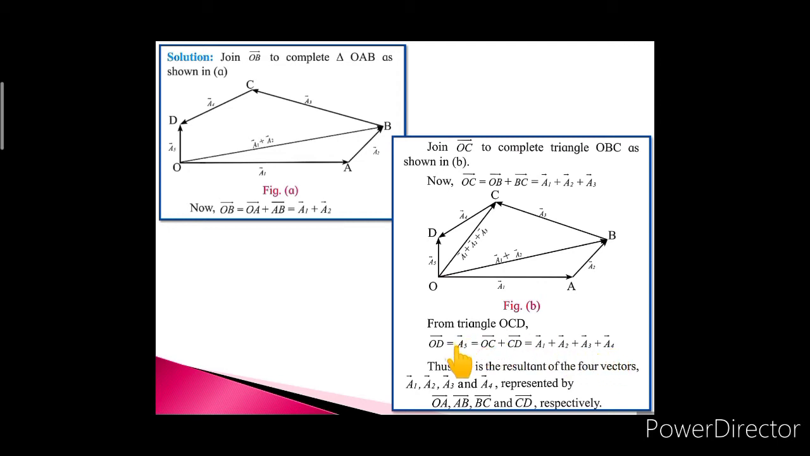And hence finally we can say that the resultant vector A5 is equal to vector A1 plus vector A2 plus vector A3 plus vector A4. Thus, the vector OD is nothing but the resultant of the four vectors, that is vector A1, vector A2, vector A3 and vector A4, which are represented by vector OA, vector AB, vector BC and vector CD respectively.